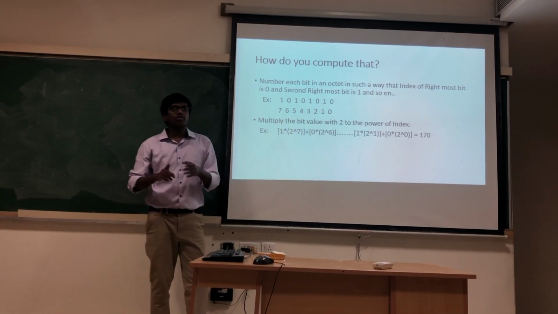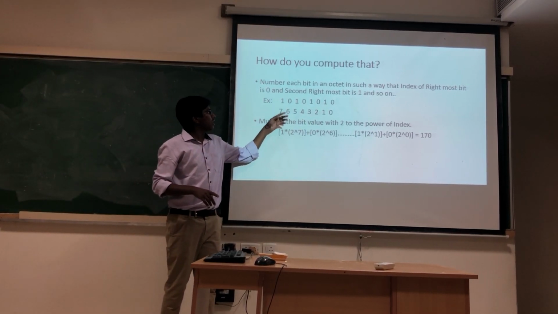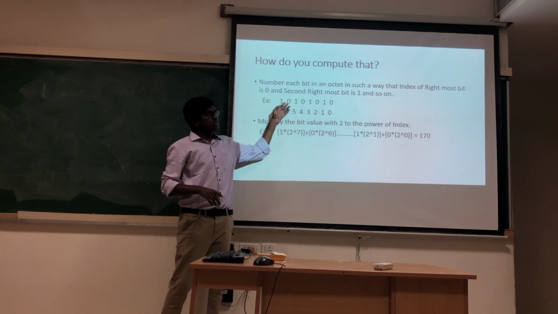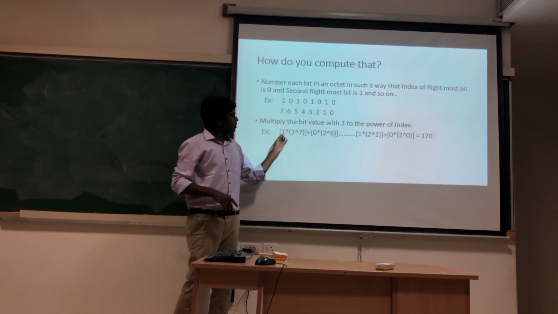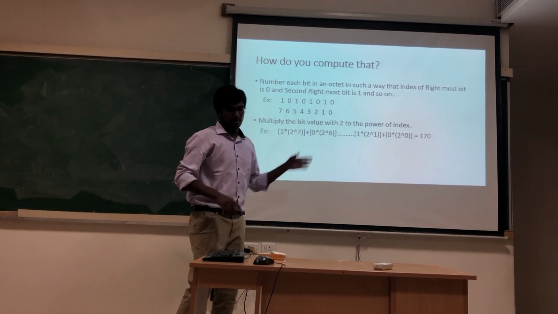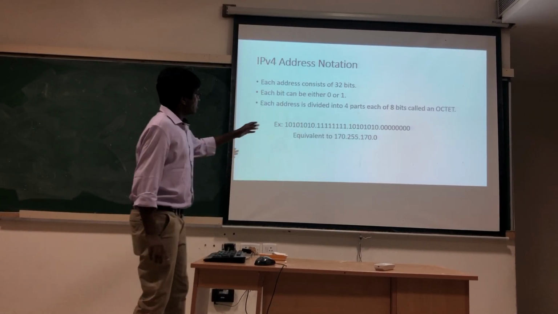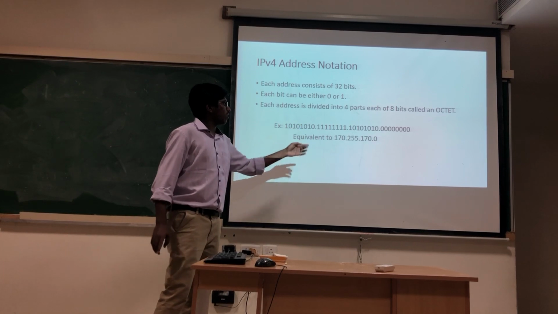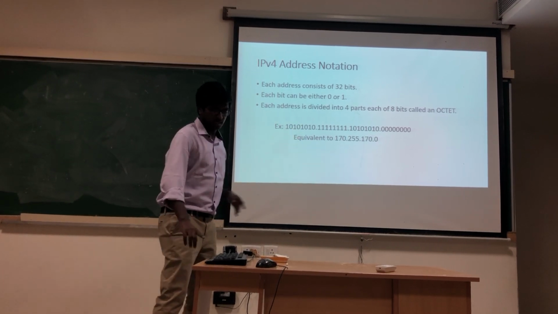So you need to multiply each bit by 2 to the power of its index, and after doing this, take the summation, and you will get the number. Since we have 4 octets, there will be 4 numbers, and the result looks like this.